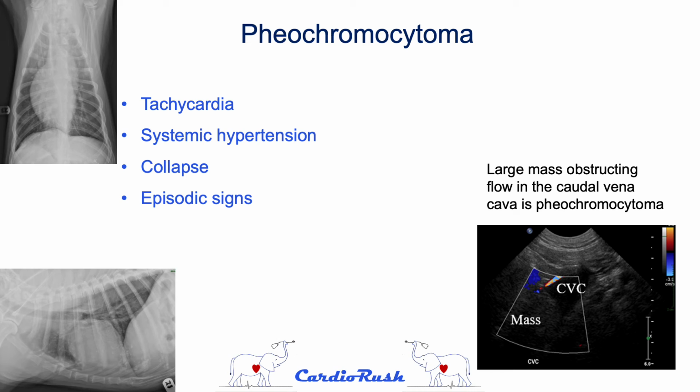Adrenal masses can also result in cardiac changes. Cushing's disease can lead to systemic hypertension, and pheochromocytoma can cause pulsatile release of epinephrine and norepinephrine, and this can lead to tachycardia or other cardiac arrhythmias, systemic hypertension, collapse. And these signs tend to be episodic whenever the tumor releases catecholamines into circulation.